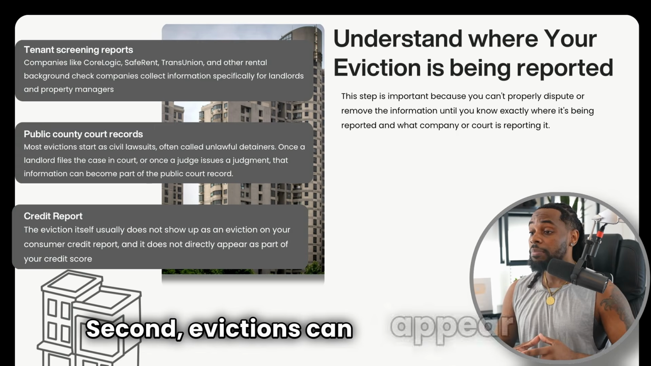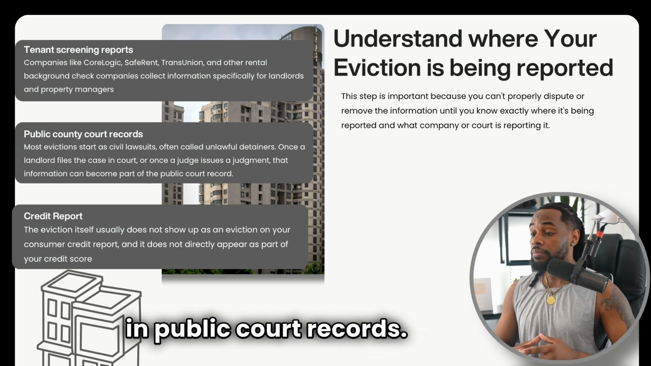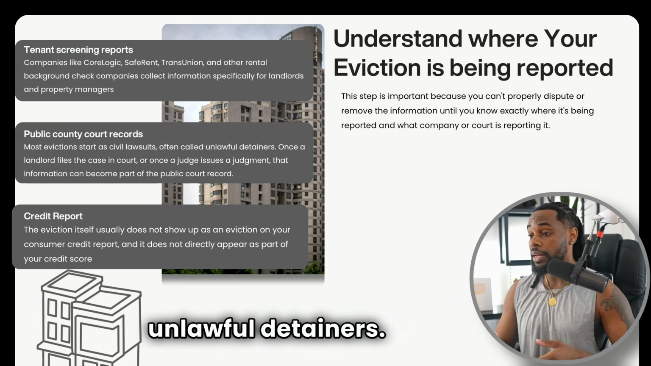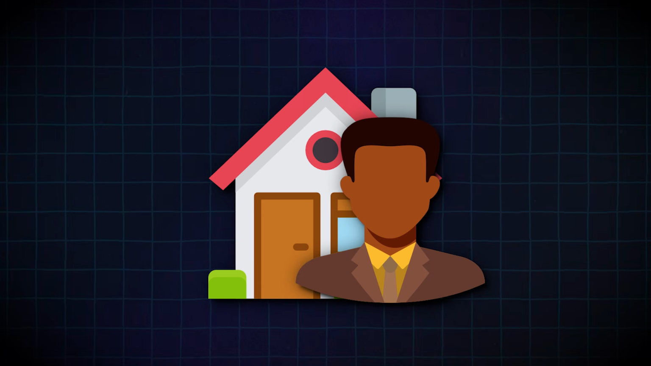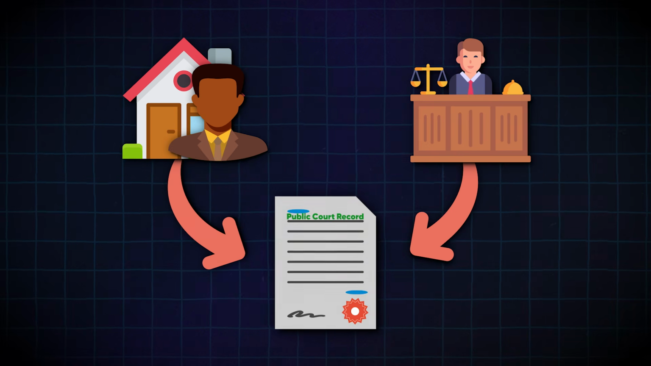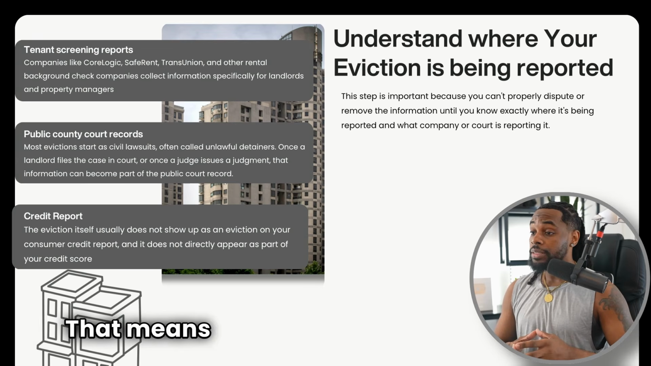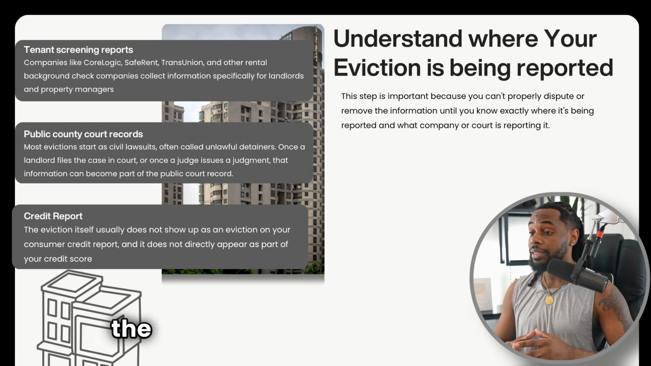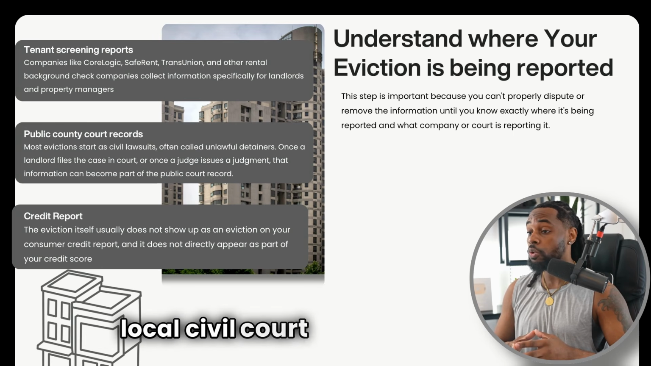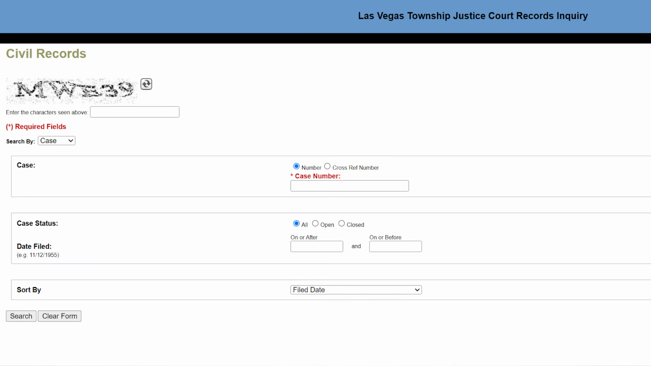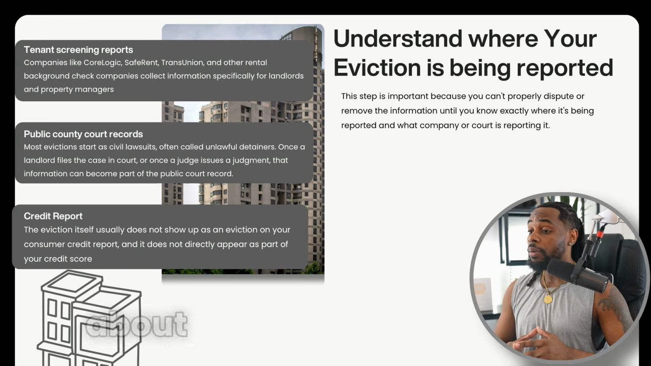Second, evictions can appear in public court records. Most evictions start as a civil lawsuit, often called unlawful detainers. Once a landlord files the case in court or once a judge issues a judgment, that information can become part of the public court record. That means landlords, screening companies, and property managers may be able to find the eviction by searching local civil court records. For example, if you're in the Las Vegas area, you can search public court cases through the Las Vegas Justice Court Record Portal.